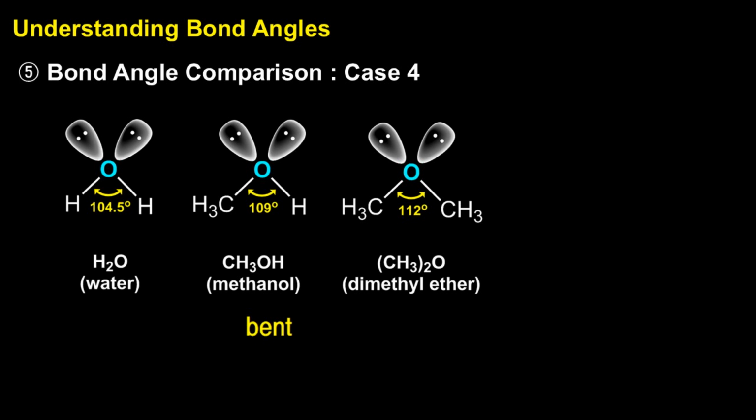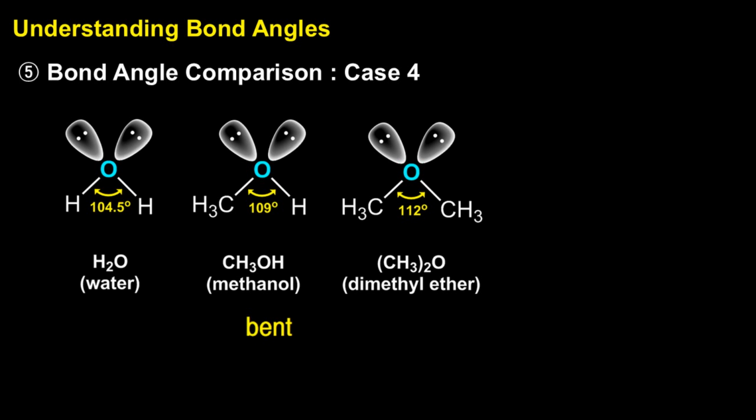Let's compare another set of molecules that all have a bent, or V-shaped, molecular geometry. We've got water with a bond angle of about 104.5 degrees, then methanol where the angle increases to around 109, and finally dimethyl ether where it gets even wider, about 112 degrees.